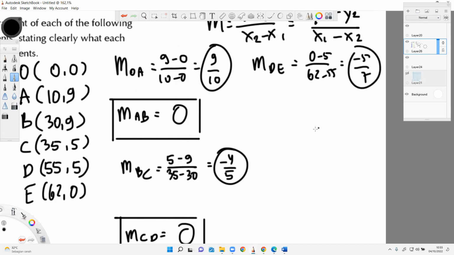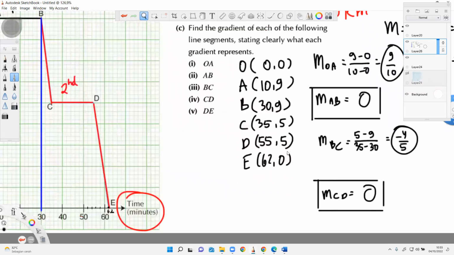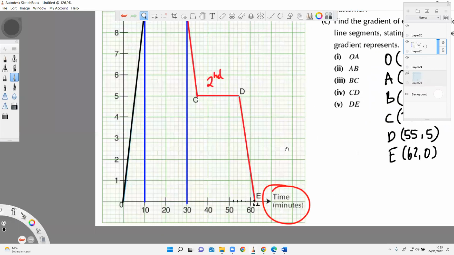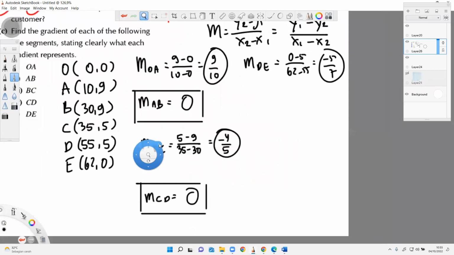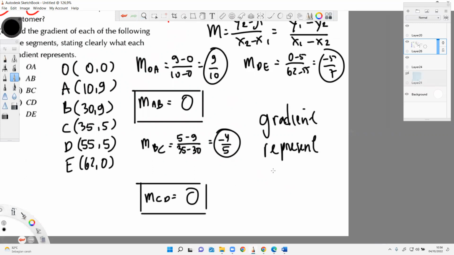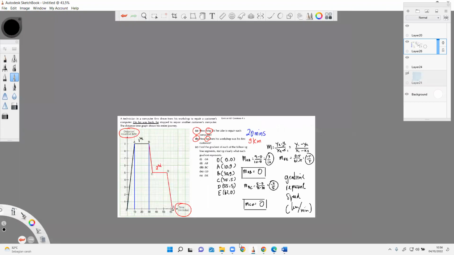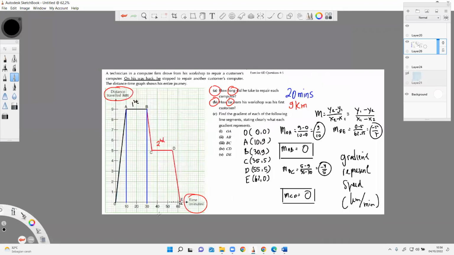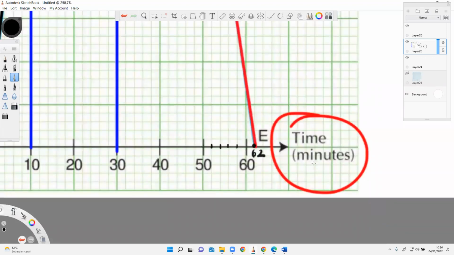Okay, understand, guys? What does the unit represent? Kilometer and minute. So the speed also. Why kilometer? This is kilometer, this is minutes, right? So gradient is the speed. Gradient represents speed. The unit is kilometer over minutes, not hour anymore, right? Because the x-axis is minutes. Okay, any questions so far?